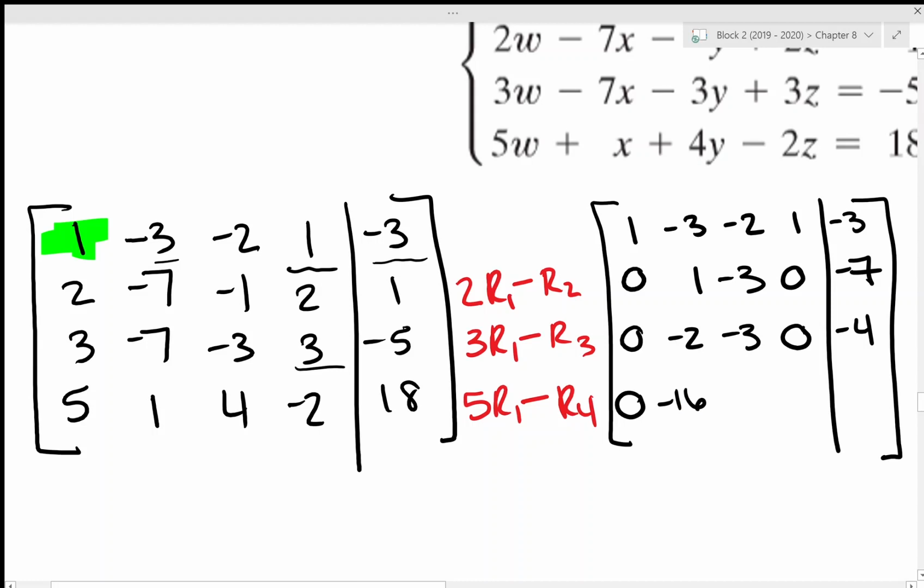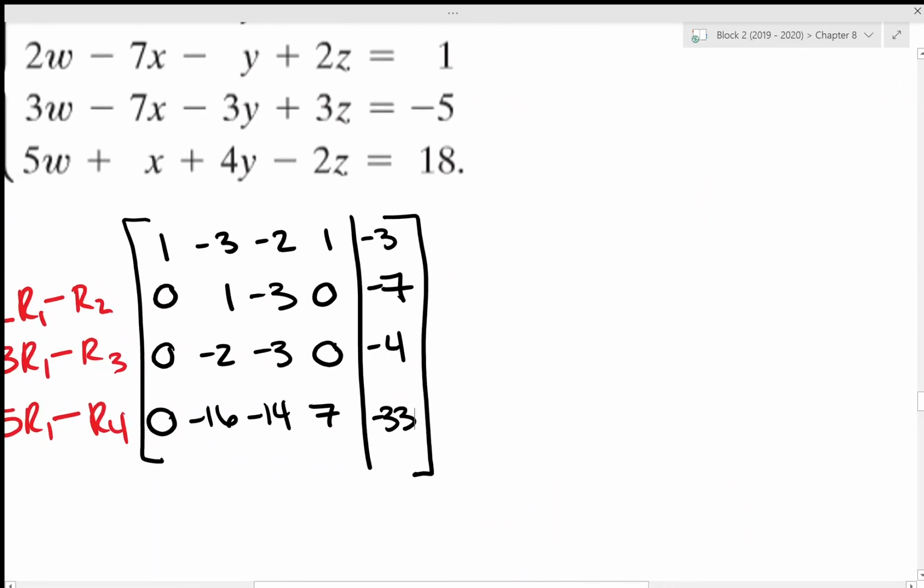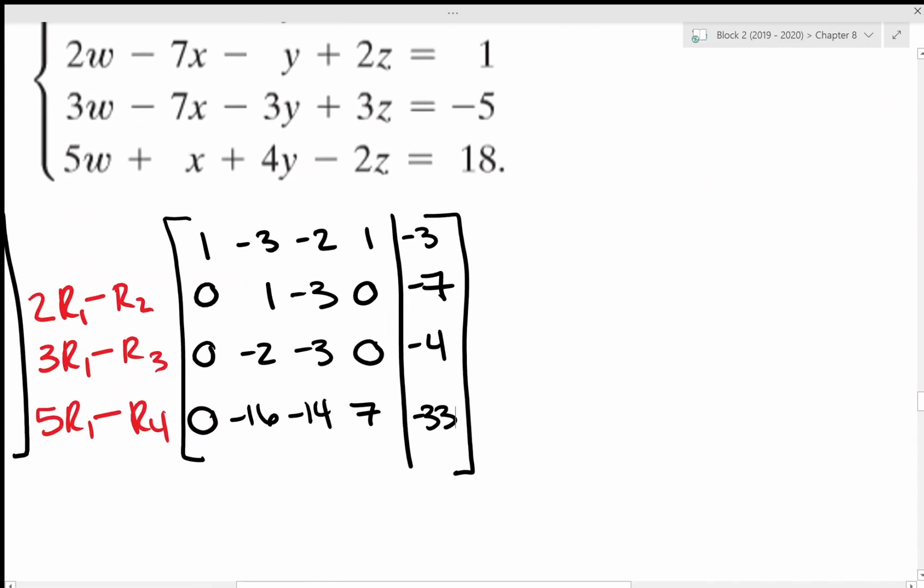I know, you're like, oh no, we're getting double digits. Just, it'll all work out. 5 times -2 is -10, minus 4 is -14. 5 times 1 is 5. Minus -2, so I'm adding, is 7. And then 5 times -3 is -15. Minus 18 is -33. Okay. So I got my 1 with all of my zeros.